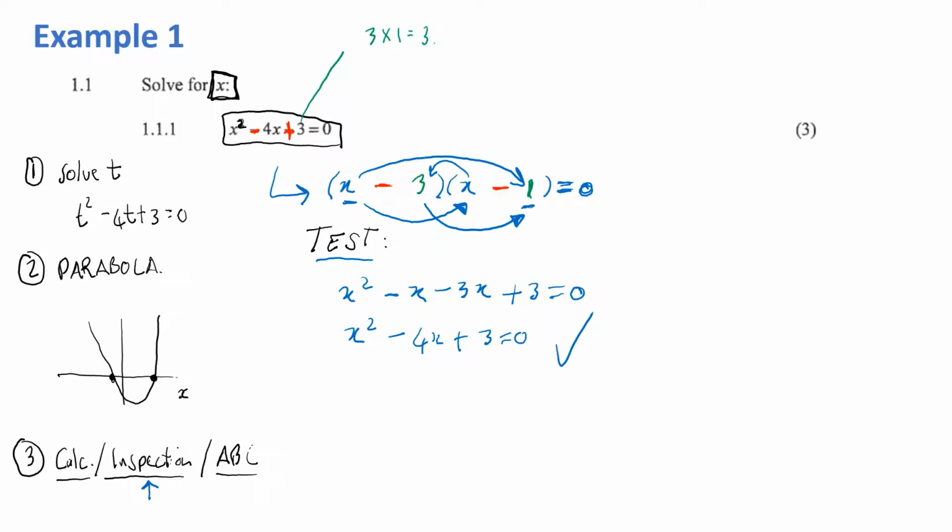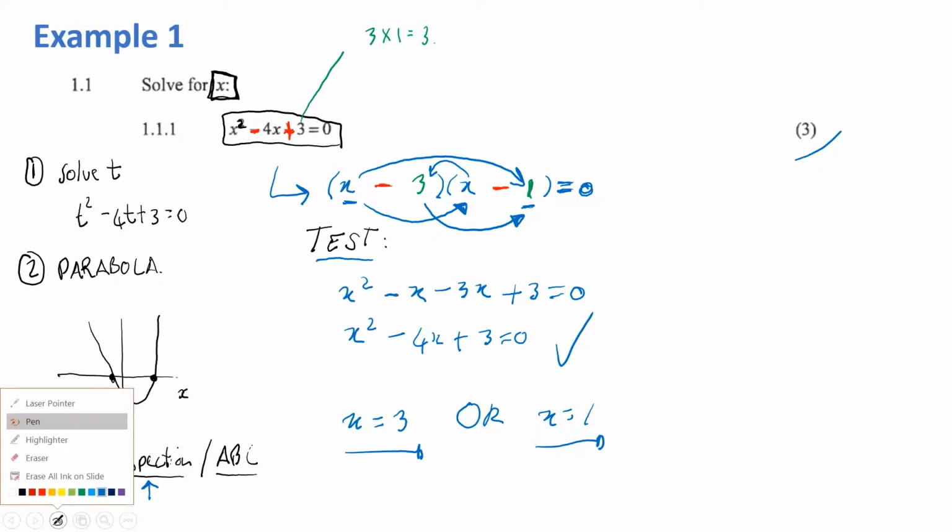And so my final solution, my final answer that I need to write down is x equals 3 or x equals 1. Okay, that's the solution. If you write that, you'll get 3 marks. Now I'm going to pause here a bit and just quickly explain this a bit better.